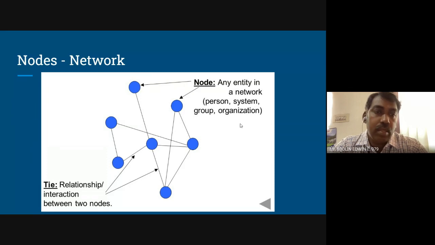That is, how the nodes are getting connected, interacting, or how each node communicates with the others. That we call a tie. So this is the main structural part of social network analysis. Okay, next slide.